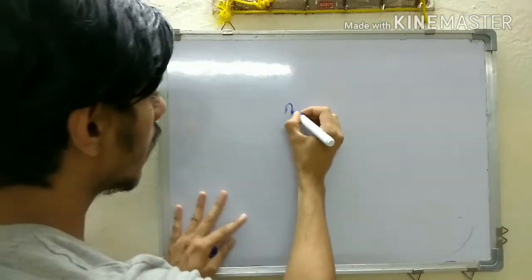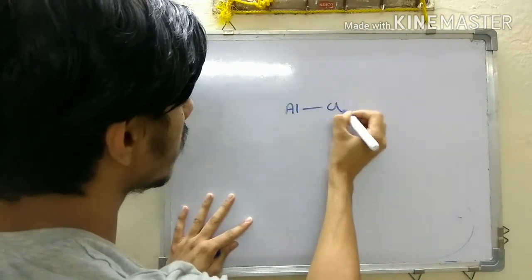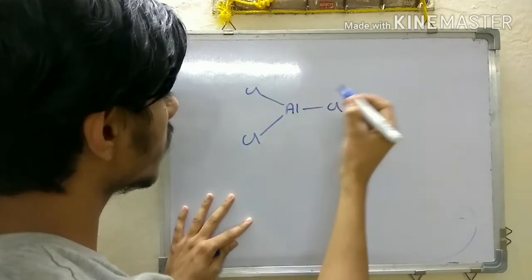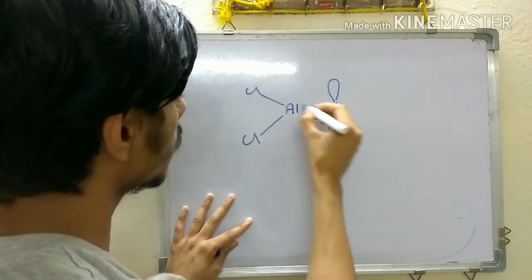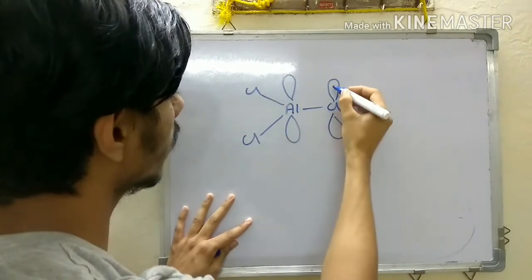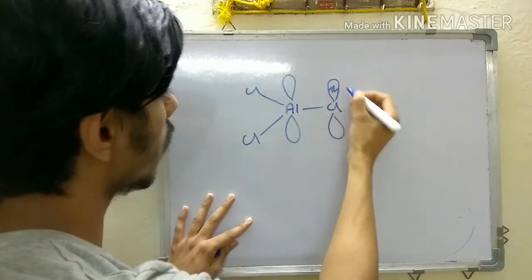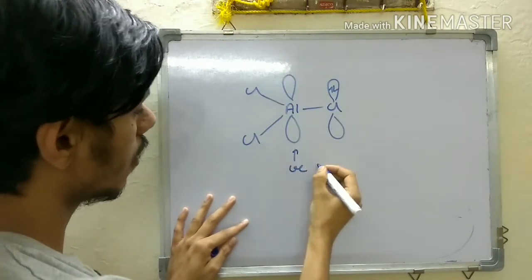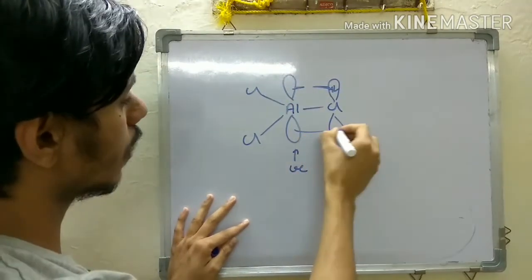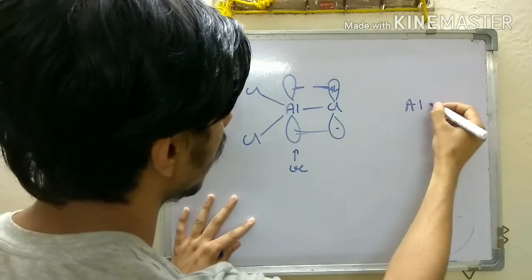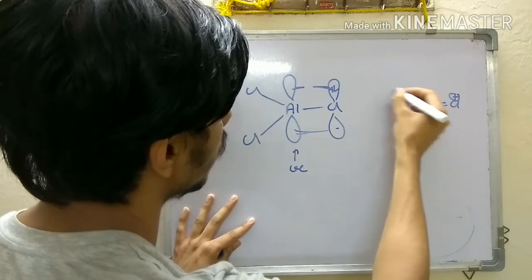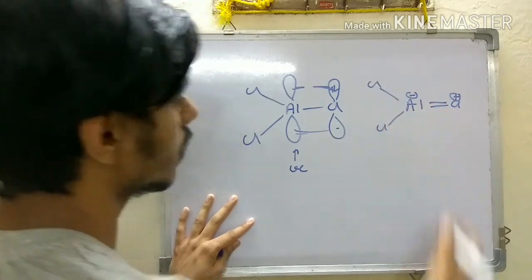In case of aluminium halides like AlCl3, you can think the same thing: the chlorine 3p orbital and aluminium 3p orbitals. Chlorine has a filled 3p orbital, and this is vacant. So they can overlap and give the same resonance stabilization as we find in case of BCl3.